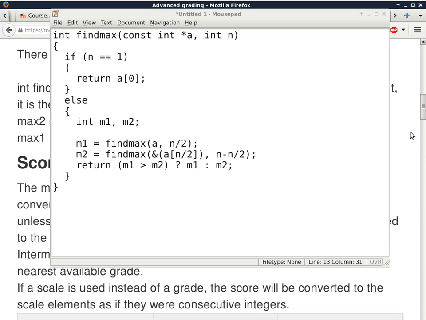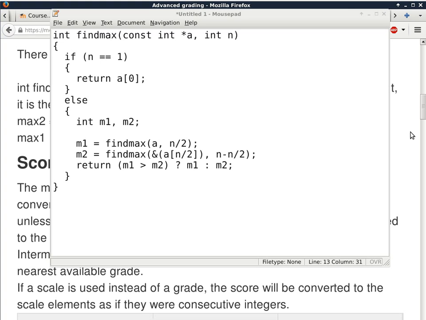Okay, re-implement find max recursively such that the original problem is broken into two approximately equal size subproblems. I'll take a look at the answers and find out what to do with it.